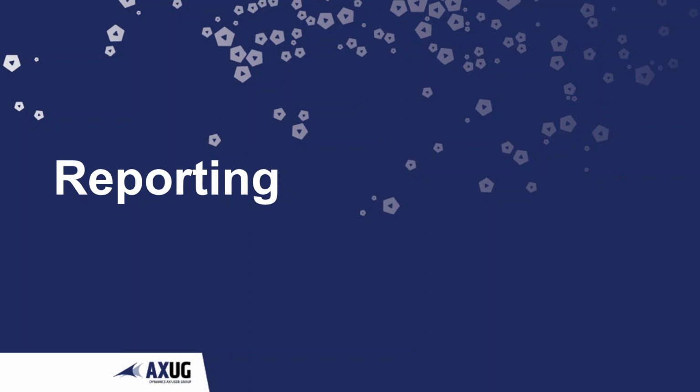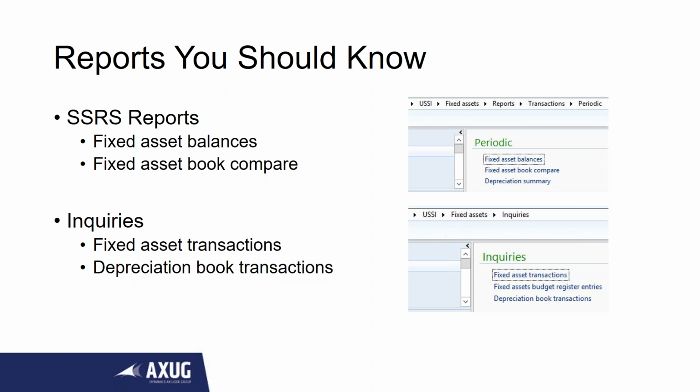So I just wanted to touch on reporting very quickly. There's obviously a lot of reports in fixed assets, but I think there's especially one or two that are very important. The two I wanted to touch on that are SSRS reports are the fixed asset balances and the fixed asset book compare. The fixed asset balances essentially gives you all the information that you will need about an asset. It will give you an acquisition date.